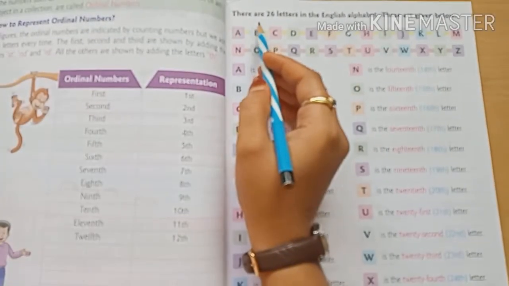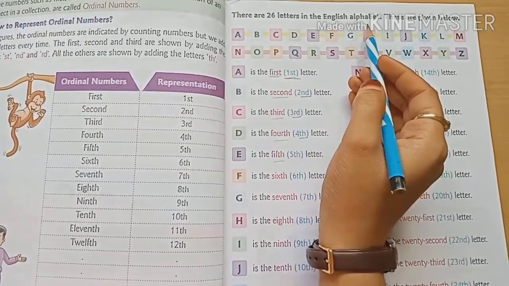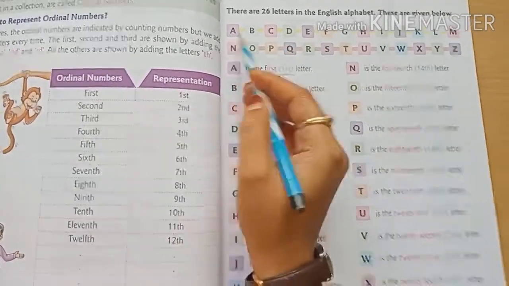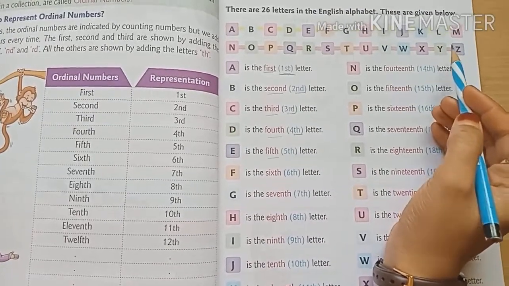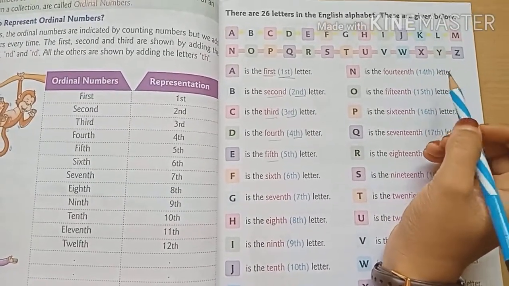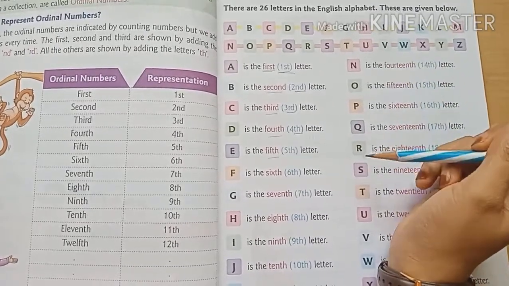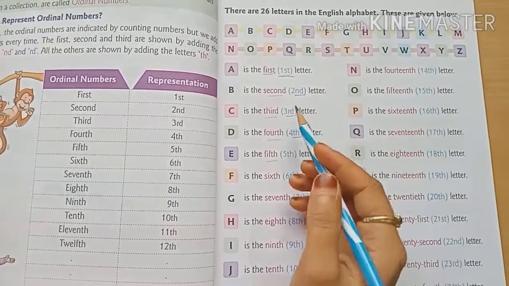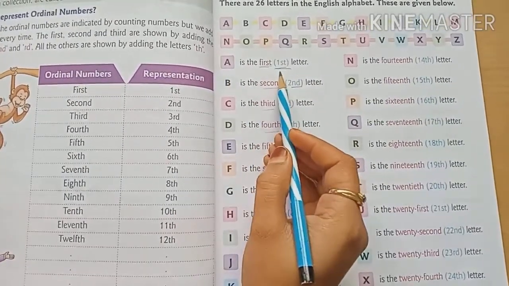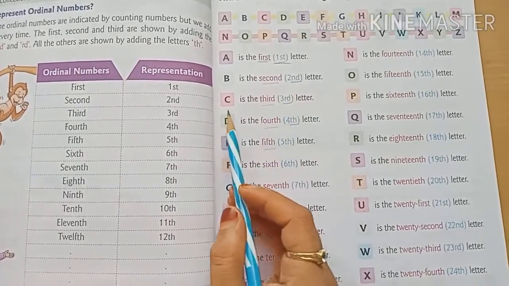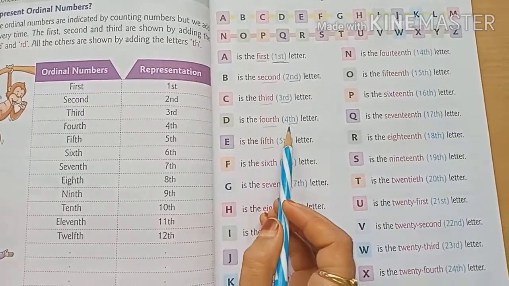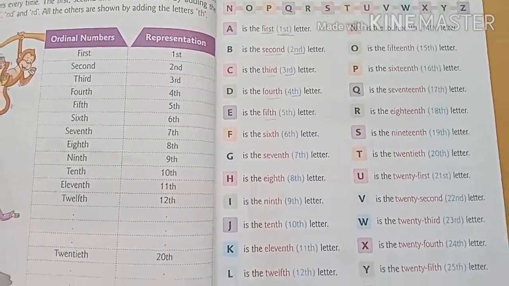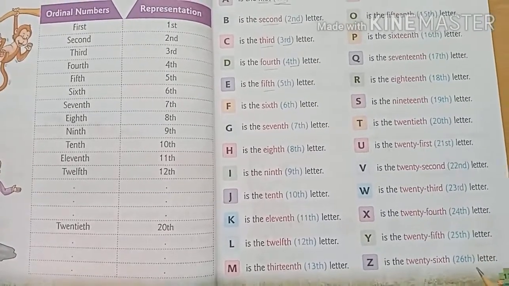See children, there are 26 letters in the English alphabet. These are given below. You can see letters from A to Z. How many letters are there? There are 26 letters. Now we can represent these letters in ordinal numbers. Ordinal numbers show the position. So A is the first letter, B is the second letter, C is the third letter, D is the fourth letter, E is the fifth letter, and likewise up to Z. Z is the 26th letter.